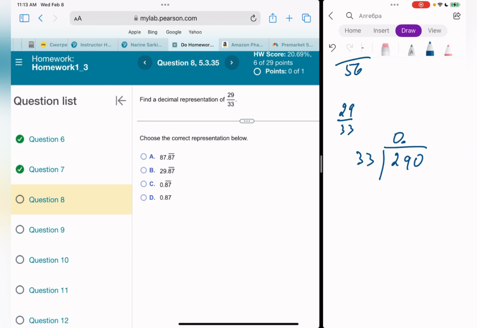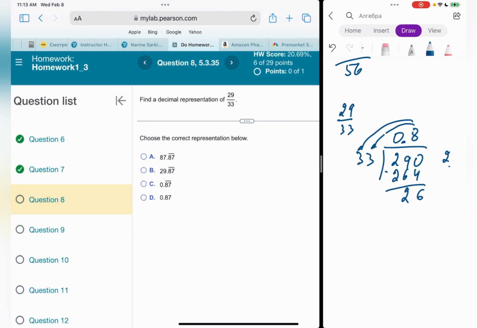How many times is it going to fit? Let me see. It's going to get 8 times. 8 times 3, 24. 2 in mind, 8 times 3, 24, and this 2, it's going to be 26. Subtracting, this is 6, 8 minus 6 is 2, 26.